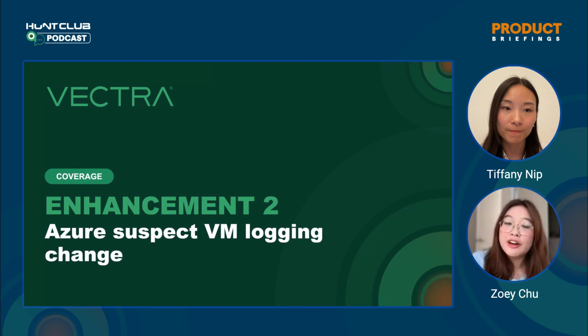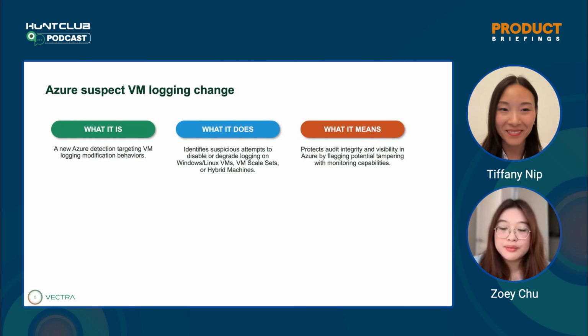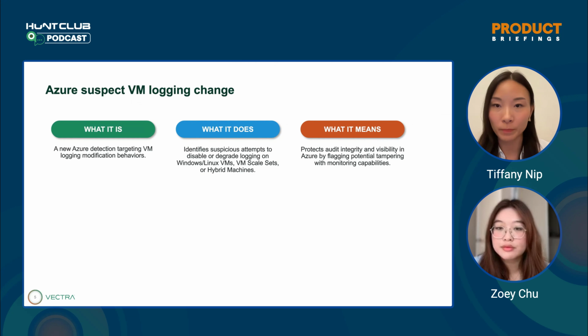Yeah. So our next coverage enhancement here is Azure Suspect VM logging change. And I know you have some thoughts about this. Yeah, so this is a new detection that we have in the Azure cloud environment, the control plane. We all know that attackers love hiding their activities for the things that they do after they gain initial access and before they cause damage. One of the things is that they love disabling or degrading logging, which gives security teams a really difficult time finding their activities.